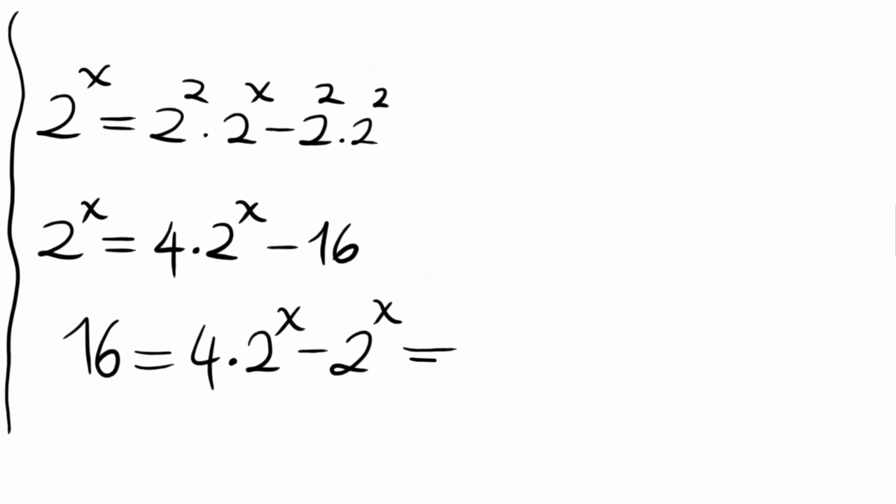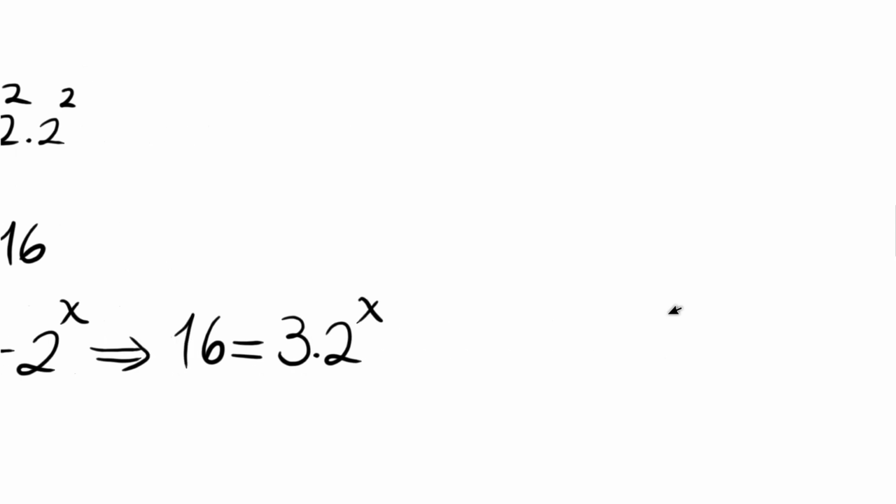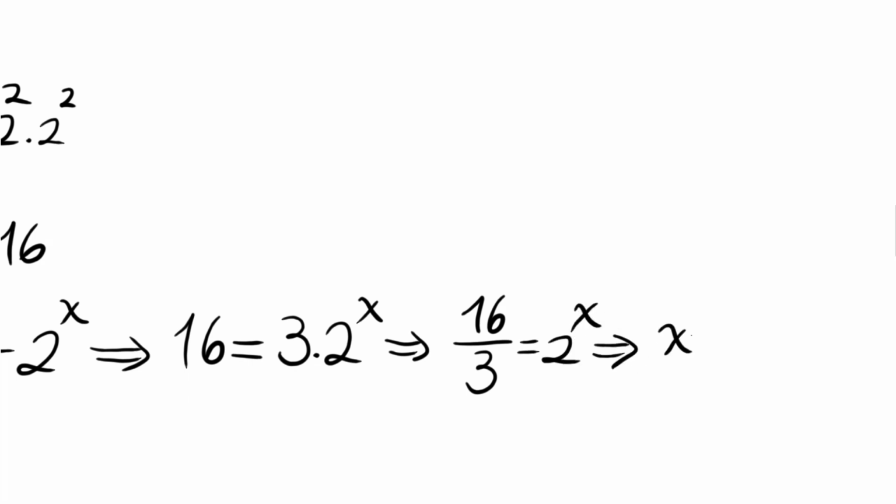So from this we can write again 16 is equal to 4 times this minus 1 times this is equal to 3 times 2 to the power x. Dividing by 3, we will have 16 divided by 3 is equal to 2 to the power x, and x is equal to log 2 of 16 divided by 3. This is the final result for our x.